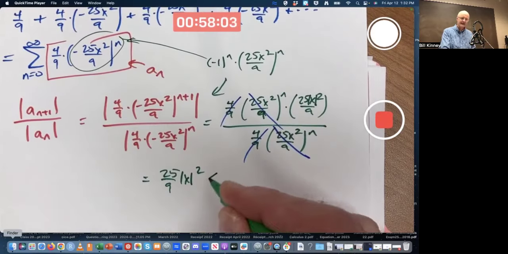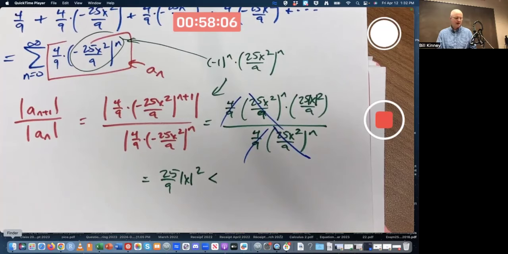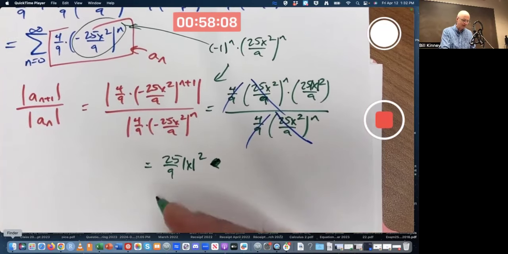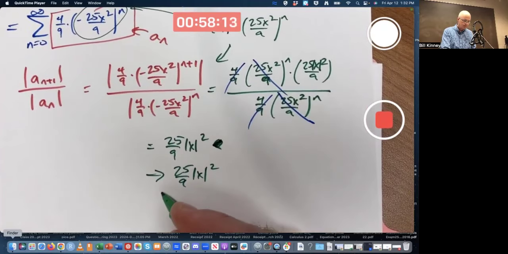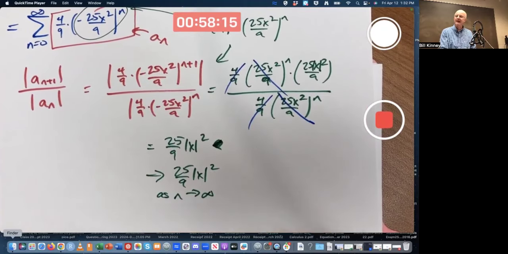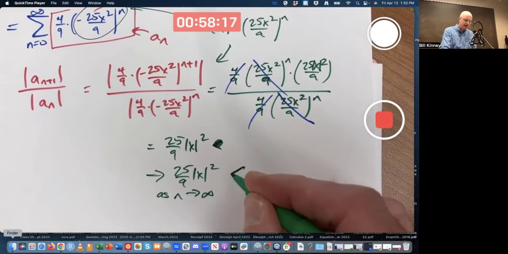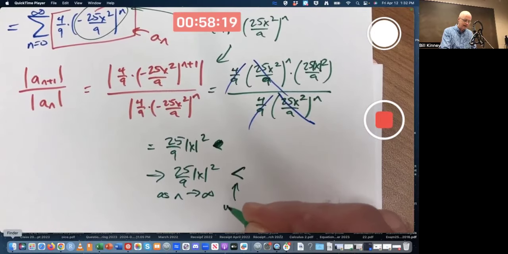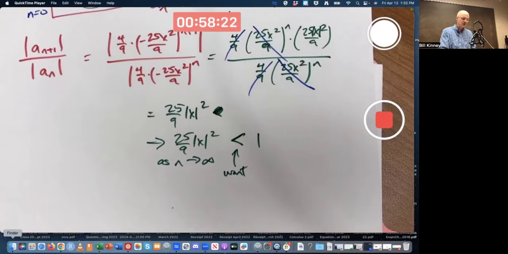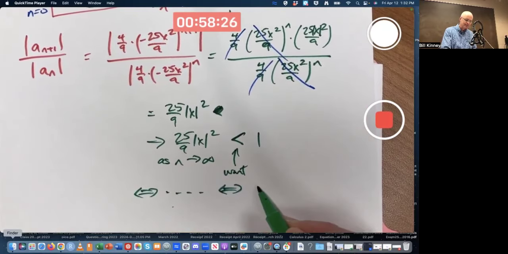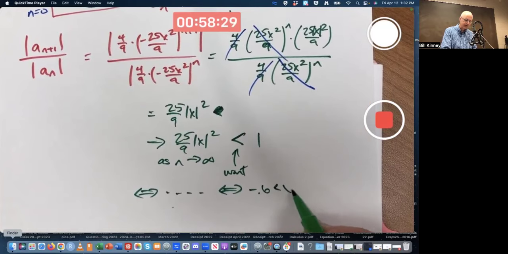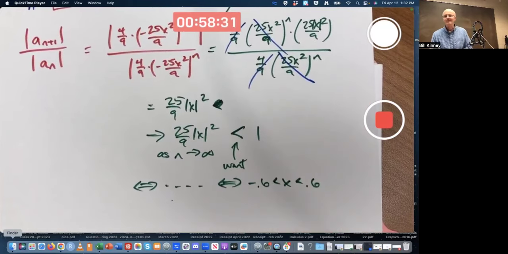For the ratio test to guarantee convergence, and by the way, this doesn't depend on n, so it approaches itself as n goes to infinity. In general, you get something that does depend on n. For the ratio test to guarantee convergence, you want this to be less than 1. And just like before, that is equivalent to x being between negative 0.6 and positive 0.6. And that, again, is the interval of convergence for this example.